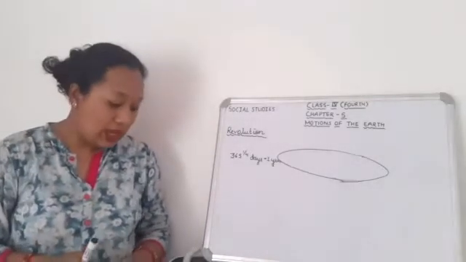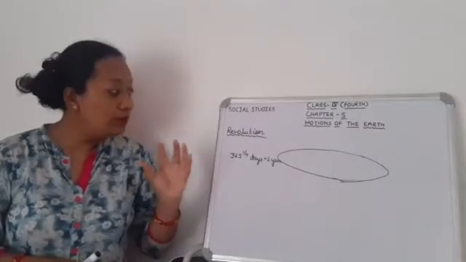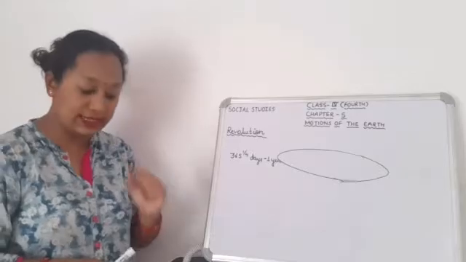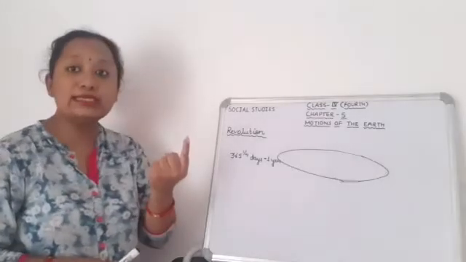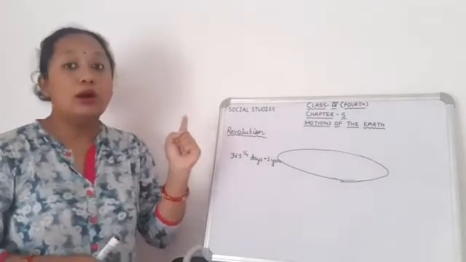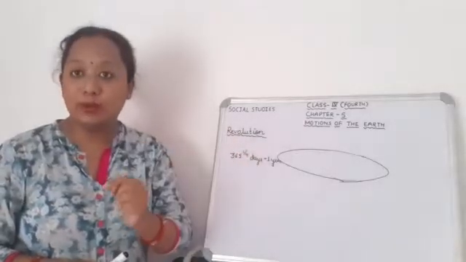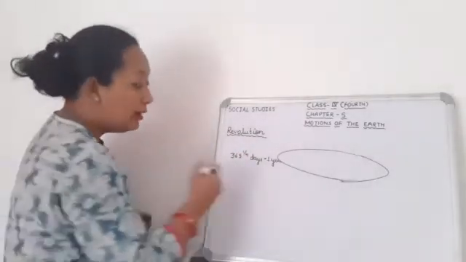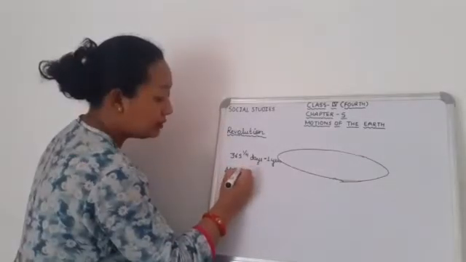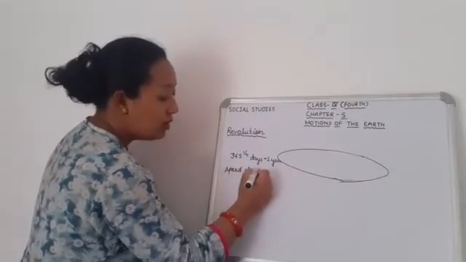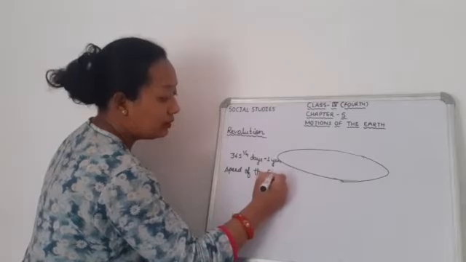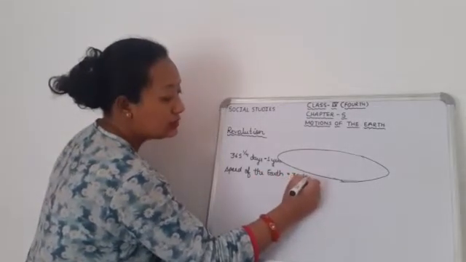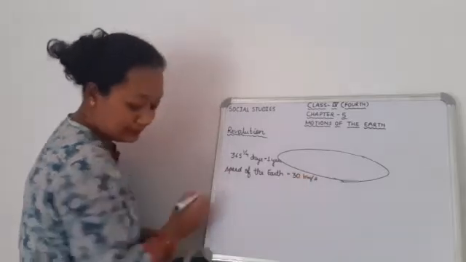After that, the speed of the earth is 30 kilometers per second. It means in 1 second the earth moves 30 kilometers around the sun. This is the speed of the earth. The speed of the earth is equal to 30 kilometers per second.